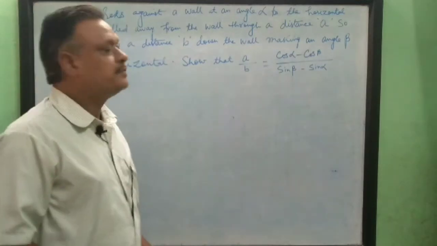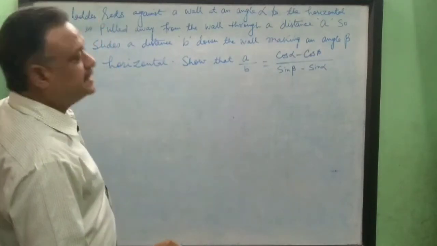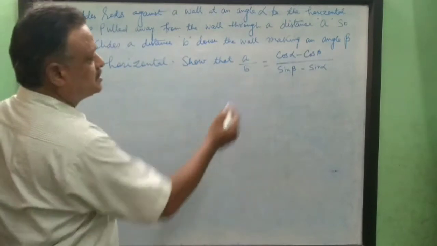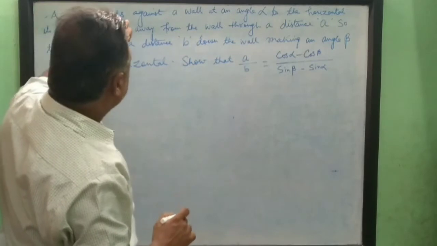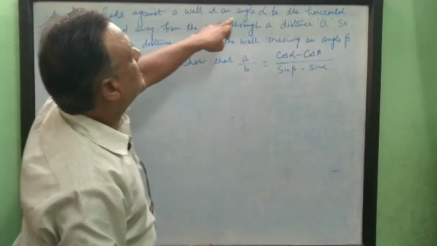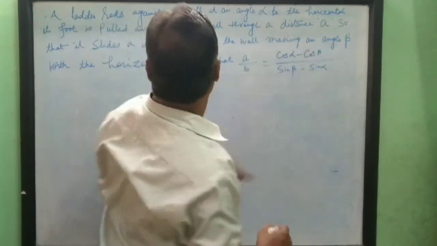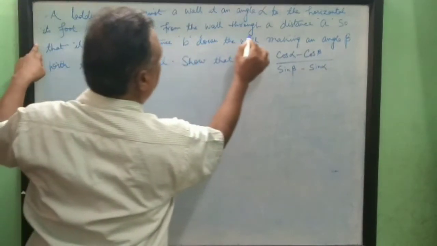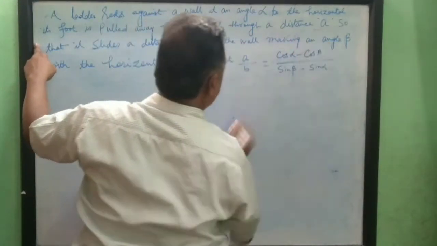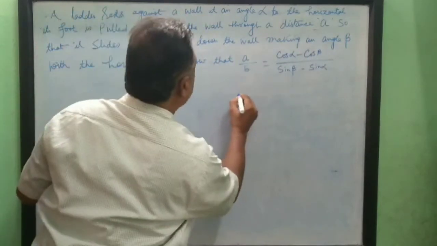हेलो चिल्ड्रन, आज के क्लास में हम लोग हाइट एंड डिस्टेंस में कुछ प्रूविंग क्वेश्चंस करेंगे। क्वेश्चन इज अ लैडर रेस्ट्स अगेंस्ट ए वॉल एट एन एंगल अल्फा टू द हॉरिजॉन्टल. Its foot is pulled away from the wall through a distance a. So let us draw the figure.